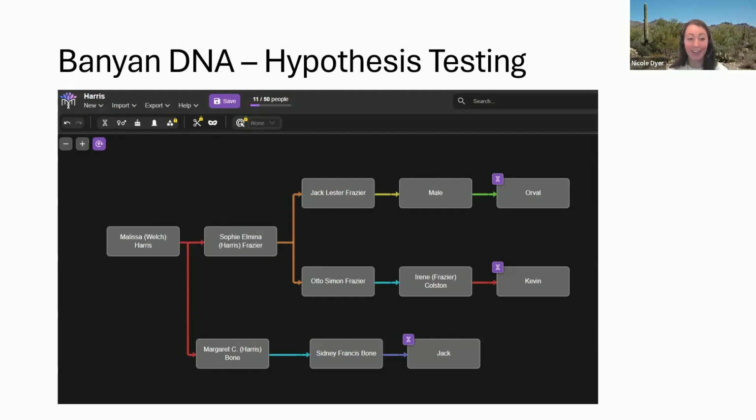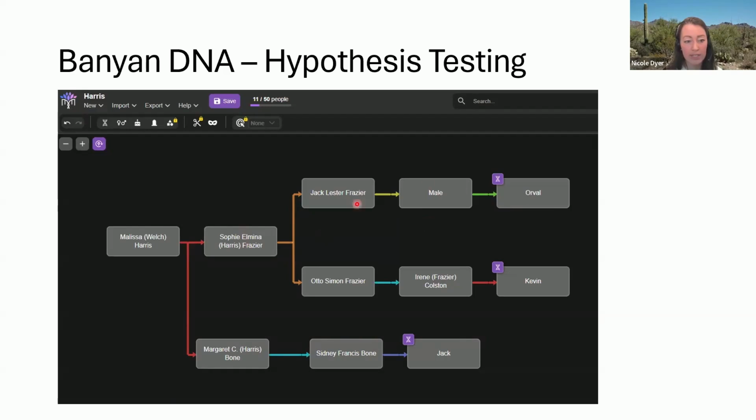And then, not even something that Banyan DNA professes to be for, but also helpful, is just diagramming. If you already use Banyan DNA because it's helpful for you with the hypothesis testing and with the multiple relationships and the pedigree collapse, which it's known for, then you can also use it for diagramming because it's really, really good at that. Well, I went ahead and put in what I know about Sophie's line.